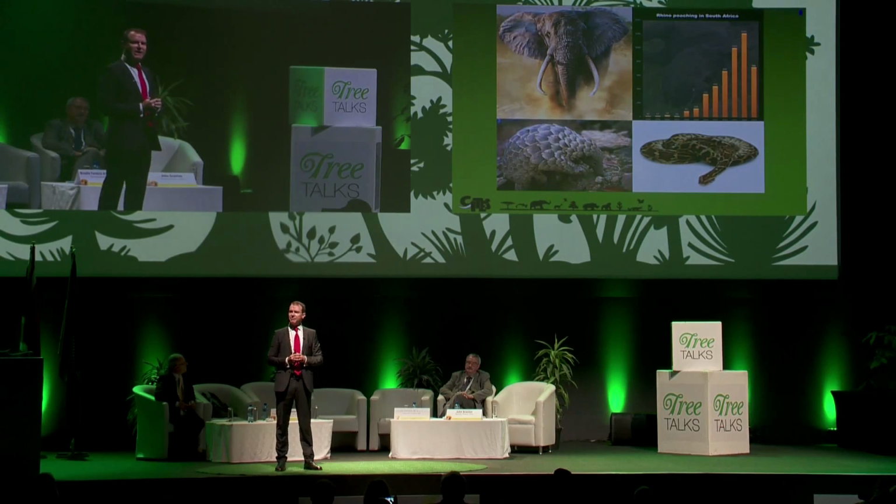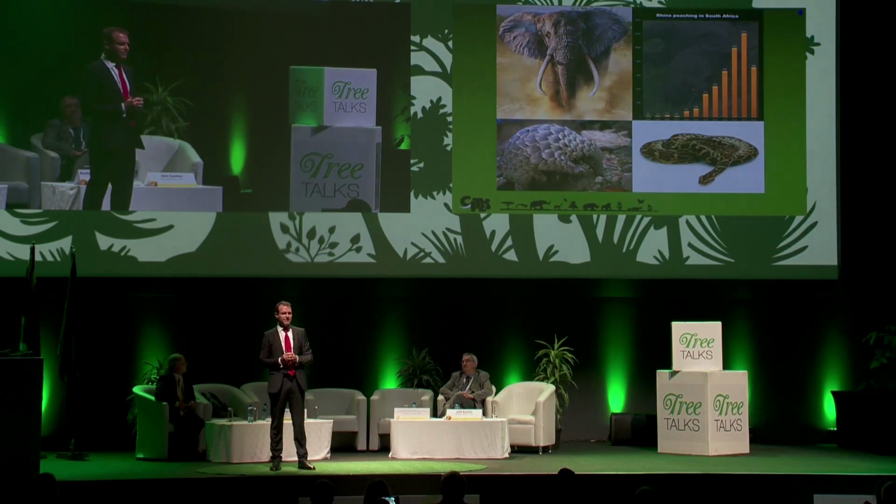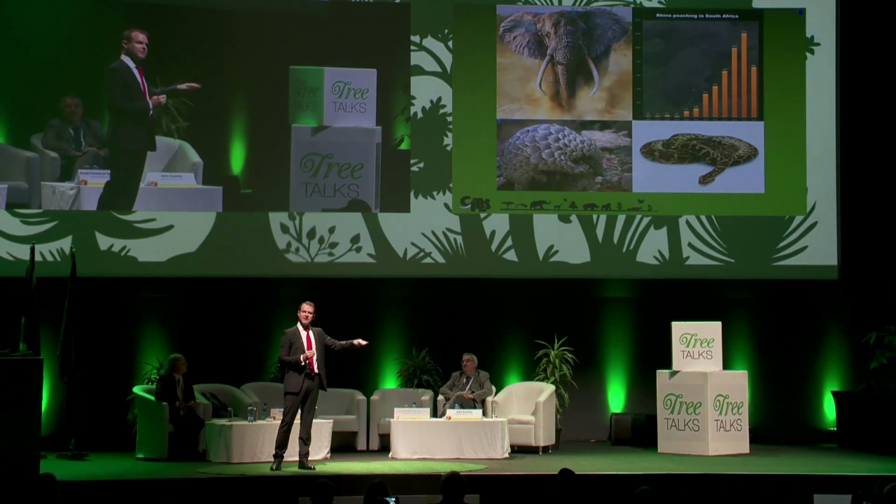If you look at that graph, back in 2007, there were only 13 rhino poached for their horn. And that was about consistent for the years that preceded that. But all of a sudden, you see an upward trend to the point where in 2014, 1,215 rhino were slaughtered illegally for their horn.